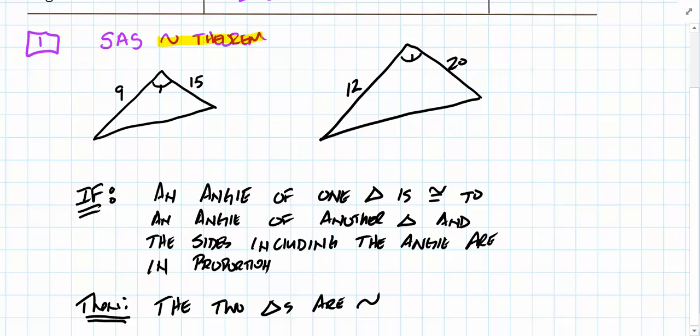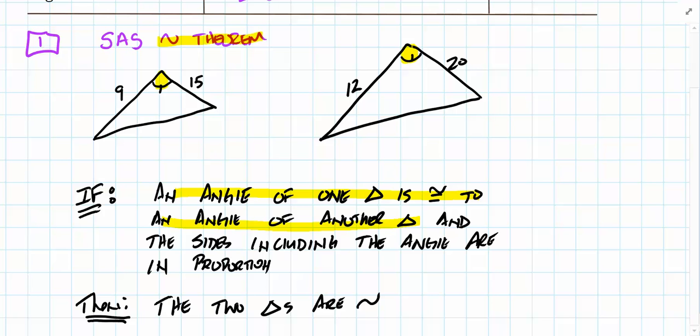So here's the picture of the theorem. I think the picture helps a lot more than the actual words do. It says, if an angle of one triangle is congruent to the angle of another triangle, so this first part here is saying that if you have this angle here congruent to that angle over there. So two angles are exactly the same, congruent, okay?